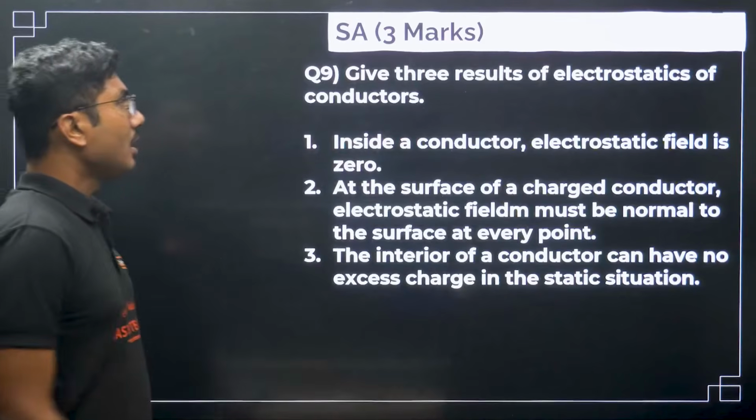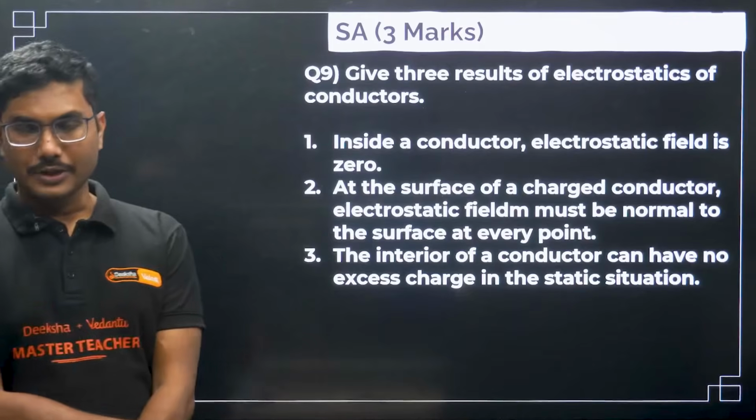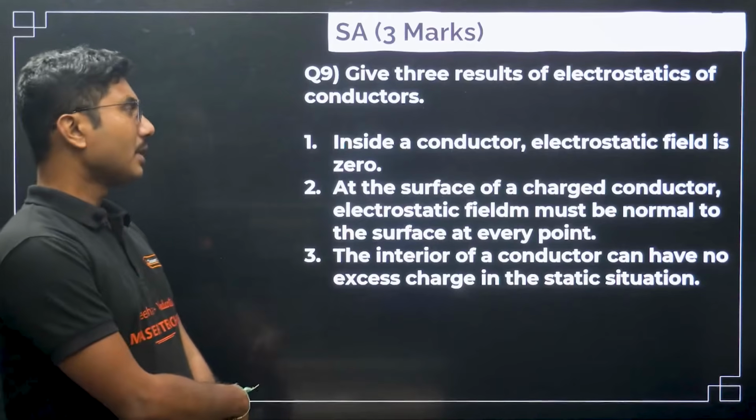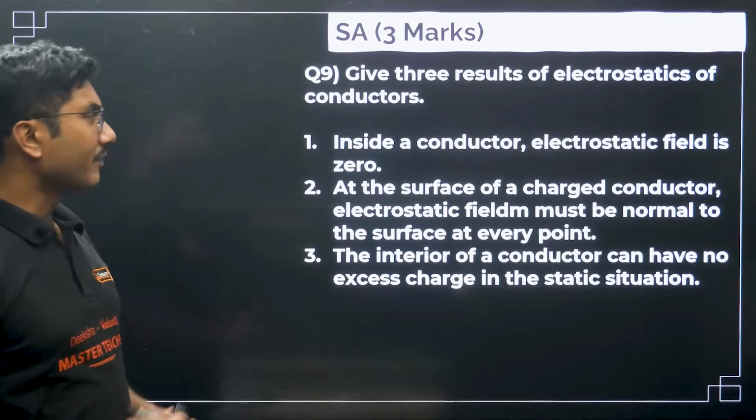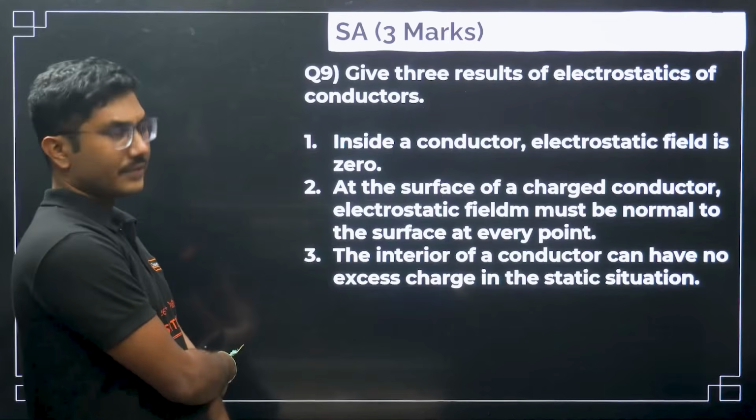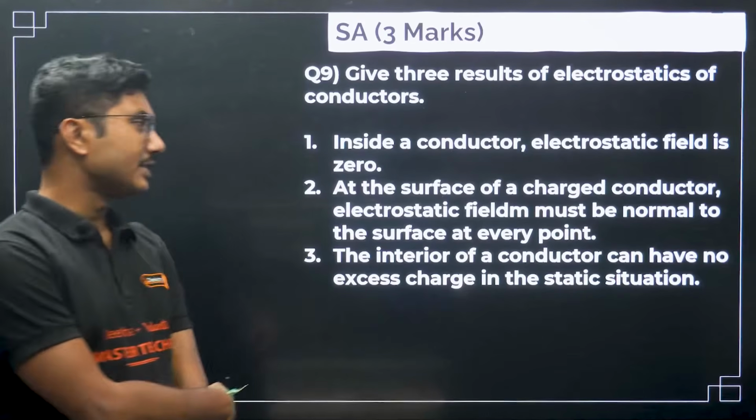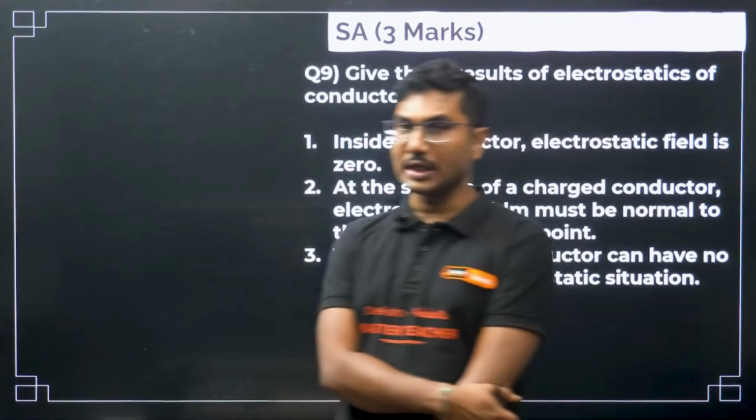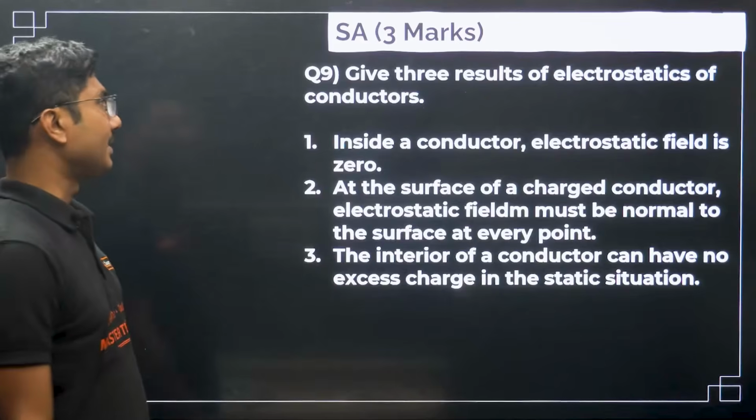Now let's move on. Give the 3 results of electrostatics of conductors. This is a new type of question which is given in your model question paper. So let's see. Inside a conductor, electrostatic field is 0. At the surface of a charged conductor, electrostatic field must be normal to the surface at every point. The interior of a conductor can have no excess charge in the static situation. That means all the excess charges given to a conductor will always lie on the surface of the conductor. It cannot stay inside.